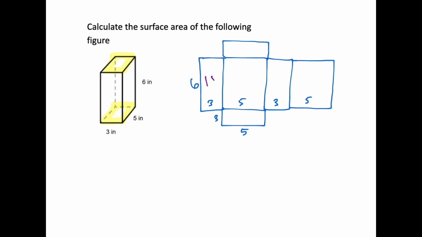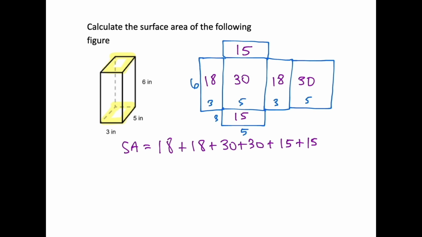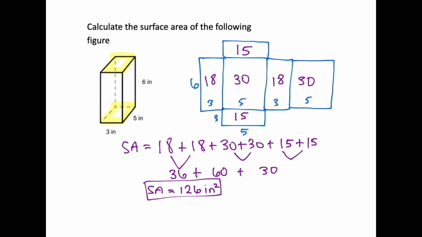6 times 3 is 18. 6 times 5 is 30. We have another 6 times 3, which is 18, and another 6 times 5, which is 30. For my bases, I have 3 times 5, which is 15. The final step when finding surface area is to add all of the areas. So we can take 18 plus 18 plus 30 plus 30 plus 15 plus 15. 18 plus 18 is 36. 30 and 30 is 60. And 15 plus 15 is 30. Now add those numbers up. When we add all of our areas together, we get 126 inches squared as our surface area.